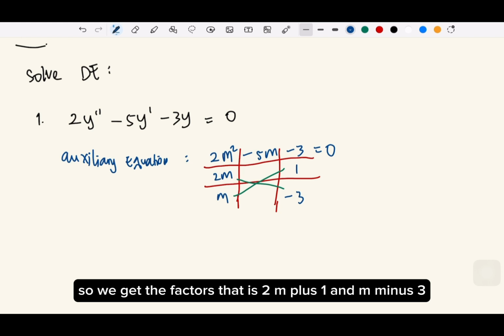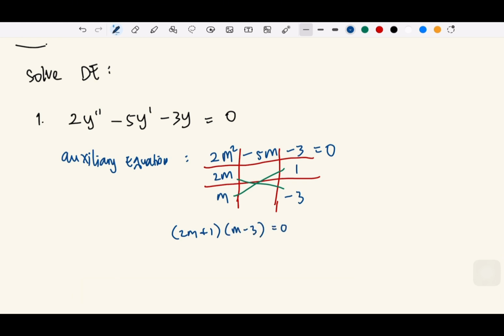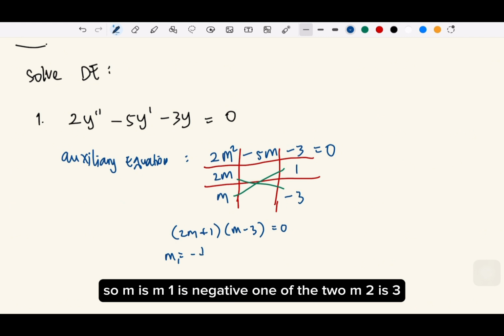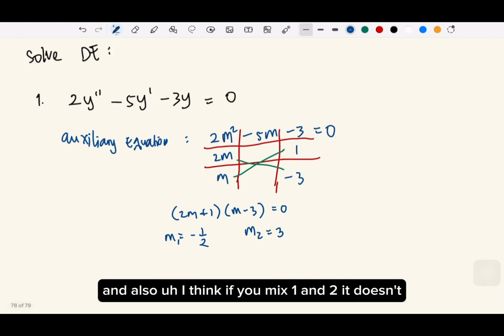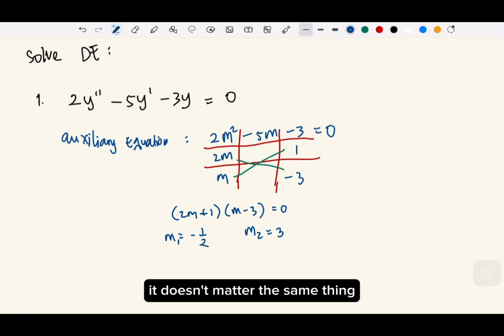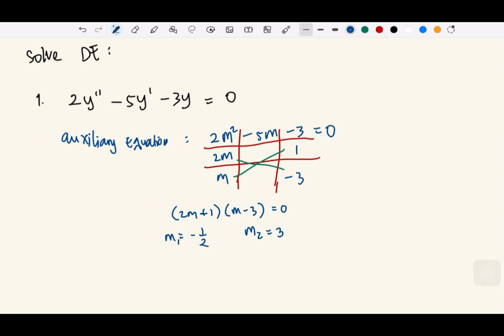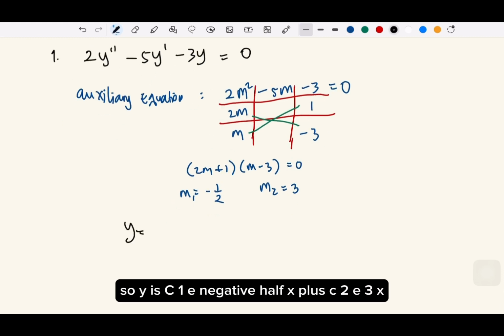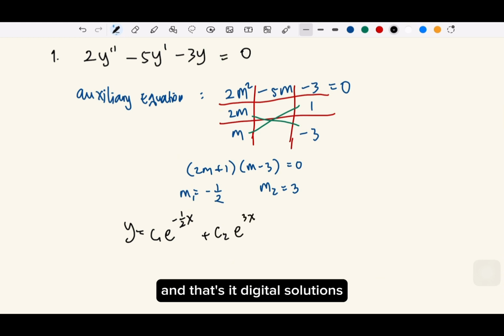So we get the factors, that is 2m plus 1 and m minus 3. So m1 is negative 1 over 2, m2 is 3. And if you mix 1 and 2, it doesn't matter, it's the same thing. So y is c1 e to the negative half x plus c2 e to the 3x, and that's it, the general solution.